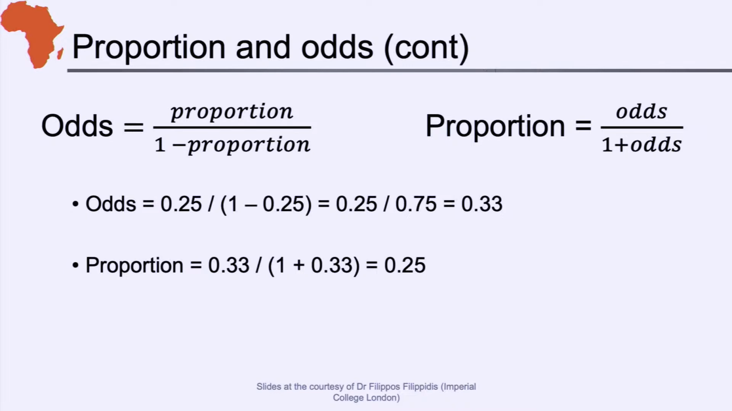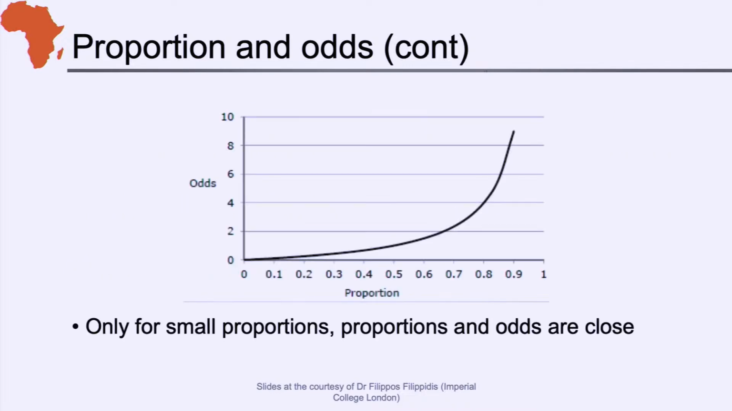This is not in fractions, but basically in decimal figures. You will find that only for small proportions, the relationship between proportions and odds actually becomes very close to each other. Okay?